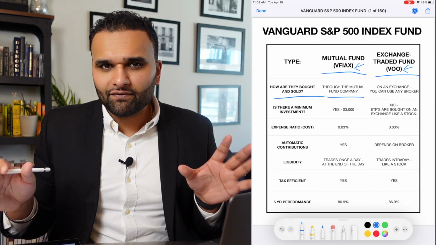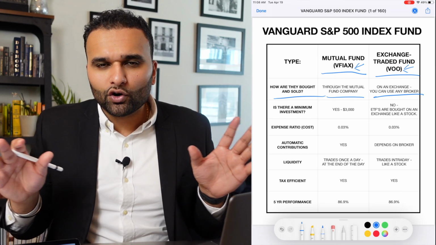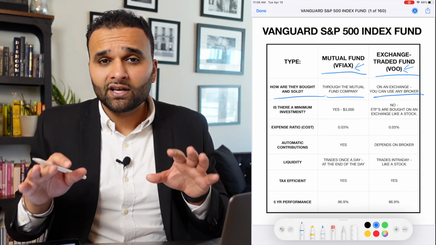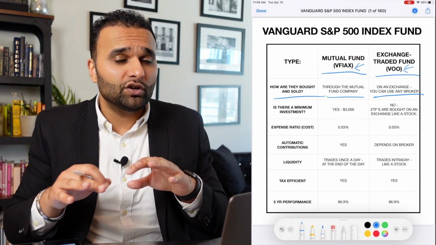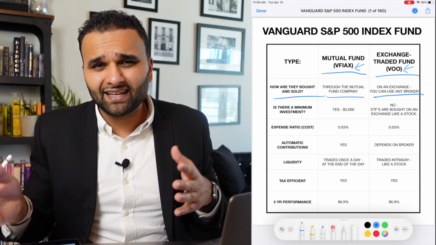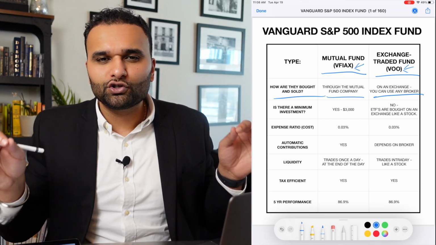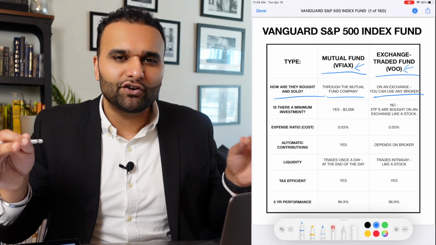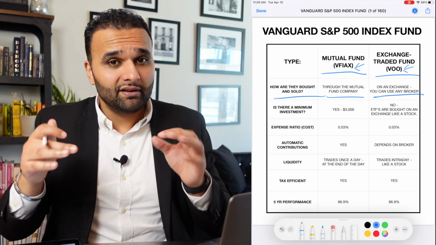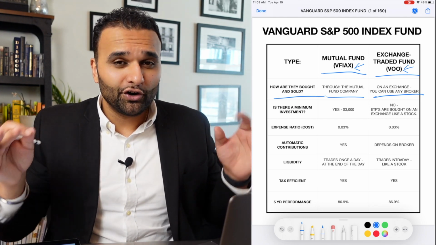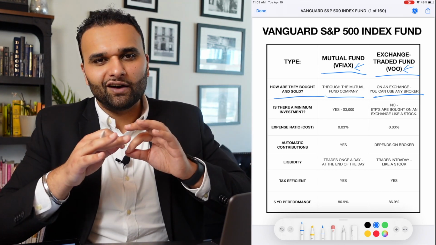Now, unlike VFIAX, VOO can be purchased through any broker that you use to buy stocks. Since VOO is an ETF, it trades just like a stock, and that means that you can use Robinhood, M1 Finance, Fidelity, Cash App, TD Ameritrade. Literally, you can use any broker to buy Vanguard's S&P 500 Index Fund ETF. All you have to do is log into your broker app, type in VOO, place your order, and boom, you just made arguably the best investment in the history of the stock market.